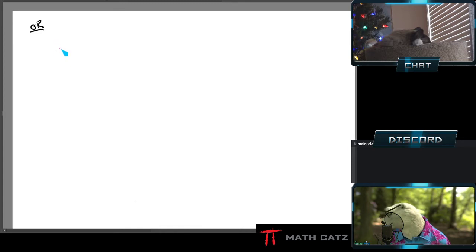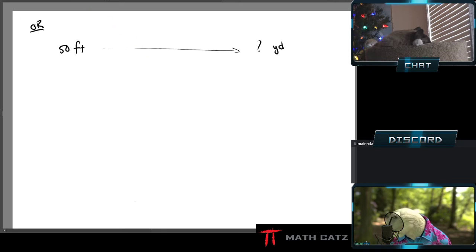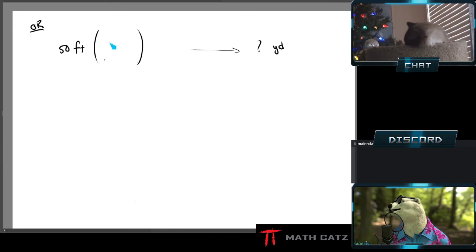I could say, well, 50 feet is what I have to start with. I need to convert that to a certain number of yards. Is that right? Do I have it backwards? No, 50 feet to yards. Okay. So what I'm going to do, let's just get rid of this arrow part. I have to convert the units to end up in yards.